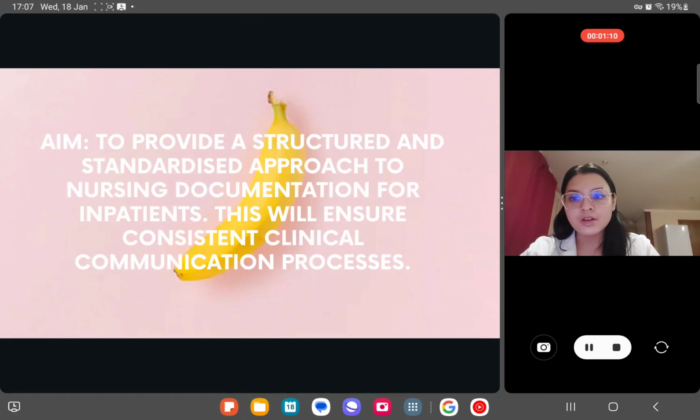The aim of nursing documentation is to provide a structured and standardized approach to nursing documentation for inpatients. This will ensure consistent clinical communication processes.